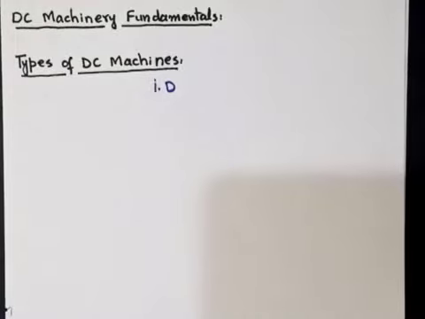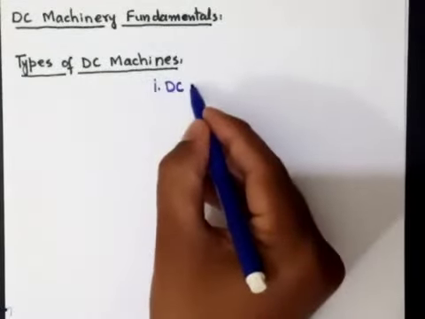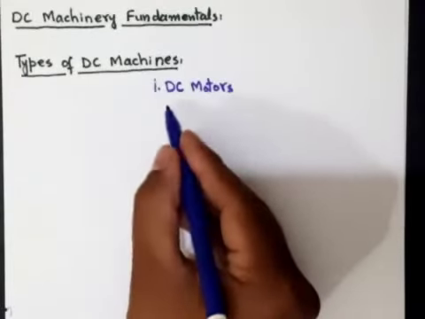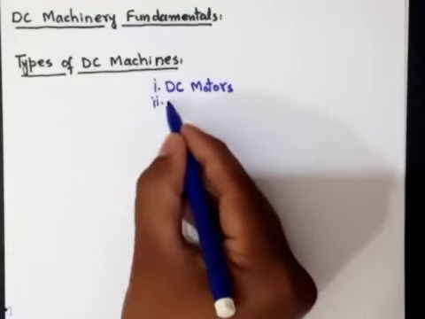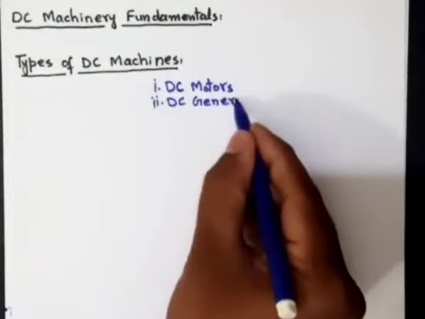In this lecture, we will discuss the basics of DC machinery. As we know, real generators and motors do not move in a straight line, they rotate in circular form. There are two types of DC machines. The type number one is DC motors, and the type number two is DC generators.